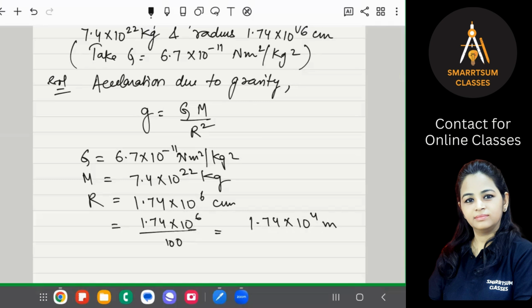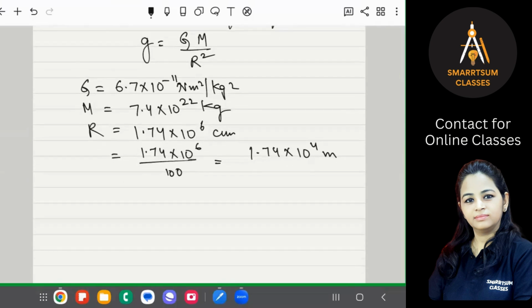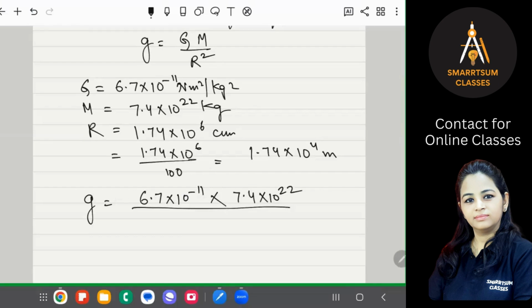Now we can put the values. Always remember, whenever you are putting the values within the formula, always check their SI units. If you do not check and you put them as they are, then your answer will be wrong if the unit is not correct. So they should be in their SI unit. Now find the value of g. Capital G is 6.7 into 10 to the power minus 11, into capital M, 7.4 into 10 to the power 22, the mass of the satellite, upon R square. R is 1.74 into 10 to the power 4, whole square. Is that clear?